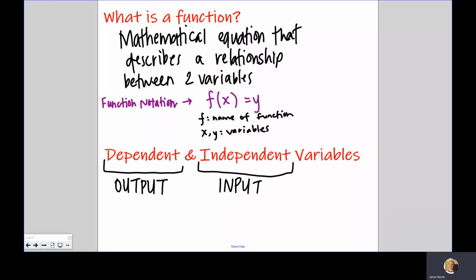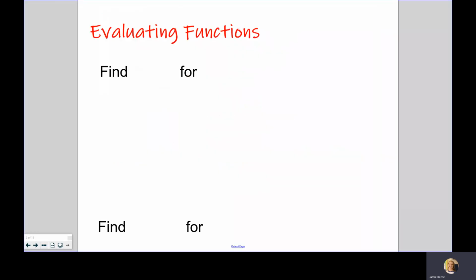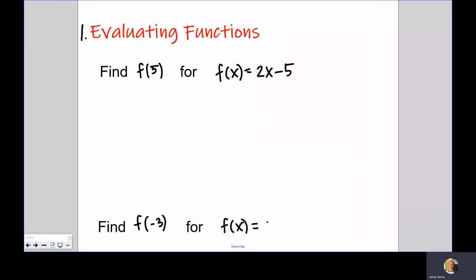So let's look at a couple of examples that will prepare us for some of the homework questions. So I'm going to fill this in. This will be number 1. We'll say find f of 5 for f of x equals 2x minus 5. Then down here we'll put find f of negative 3 for f of x equals x squared plus 2x plus 3. So this is kind of like part A and part B.